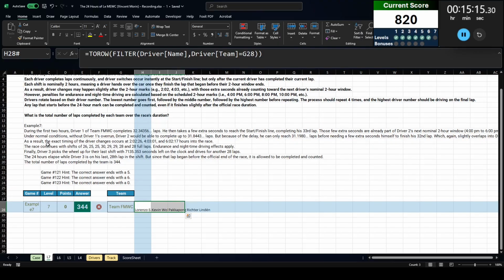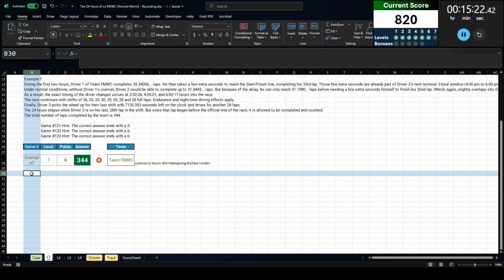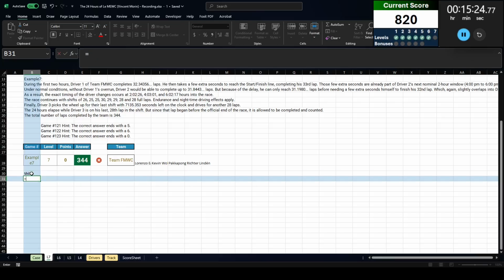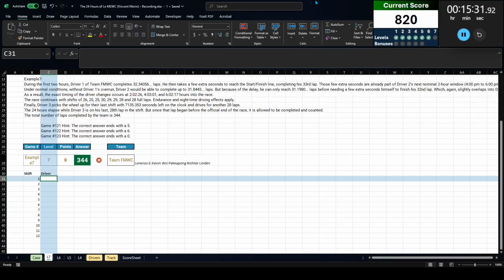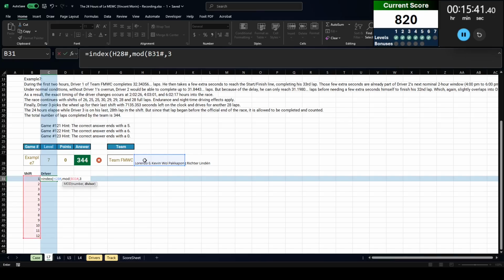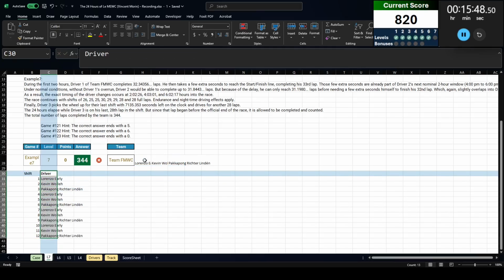Excellent. So 24-hour race, each driver changes after a 2-hour window. So that means we're going to have 12 shifts. So shift sequence 12. Let's do driver. And because the driver is just going to cycle through this list, we're going to index that list. Yeah, we can do that. Mod this over, minus 1, 3 drivers. So we put 3 for the divisor, plus 1 on the outside. That should cycle through them. It does, very nicely.